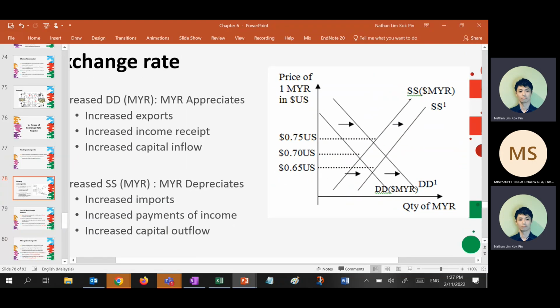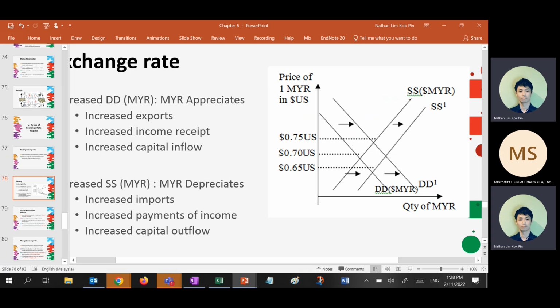Increase in income receipt because? What is income receipt? What's income receipt? The balance between export and import. No lah, that one is balance of payment, right? Income receipt is what? You receive income from overseas. Make sense? Receive income from overseas. Maybe you receive it as interest, revenue, profit, dividend. All these are income receipt.